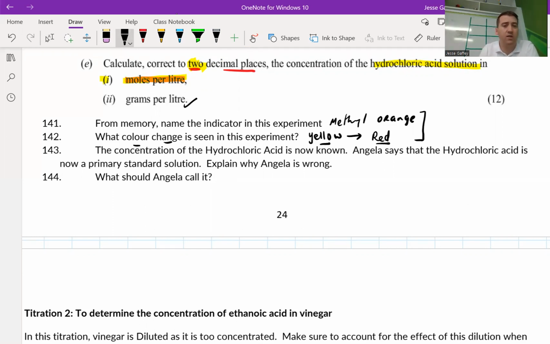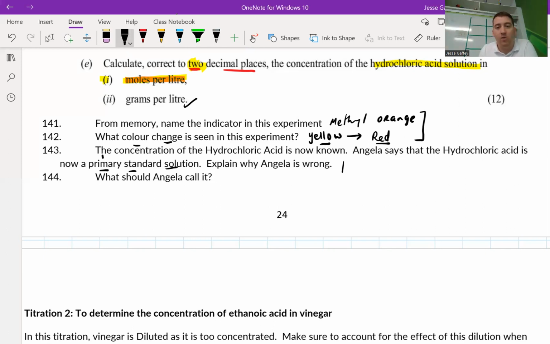You may not have understood this one, but primary standard solution, this word primary means 1. So this is the number 1 standard solution. Now, number 1 standard solutions or primary standard solutions are ones that have been made up directly and they have been measured out exactly how much solute and exactly how much solution. We did not do that with this hydrochloric acid. We used the primary standard solution, sodium carbonate, which we did make up, to standardize another solution, the HCl. So we can't now call the HCl a standard solution because we didn't make it up.